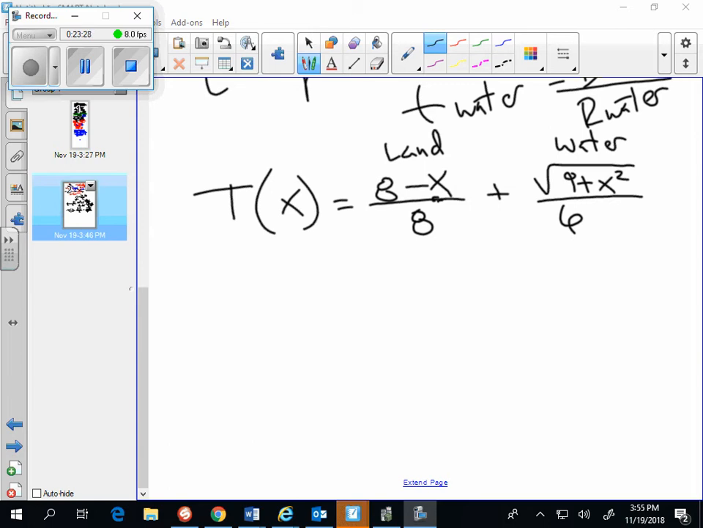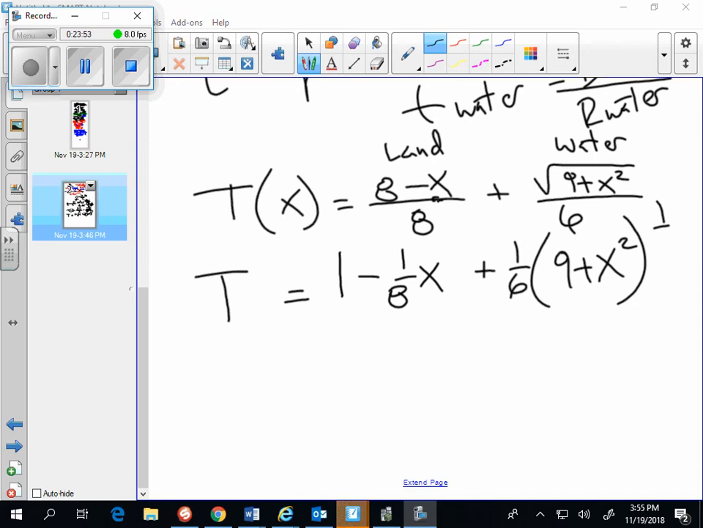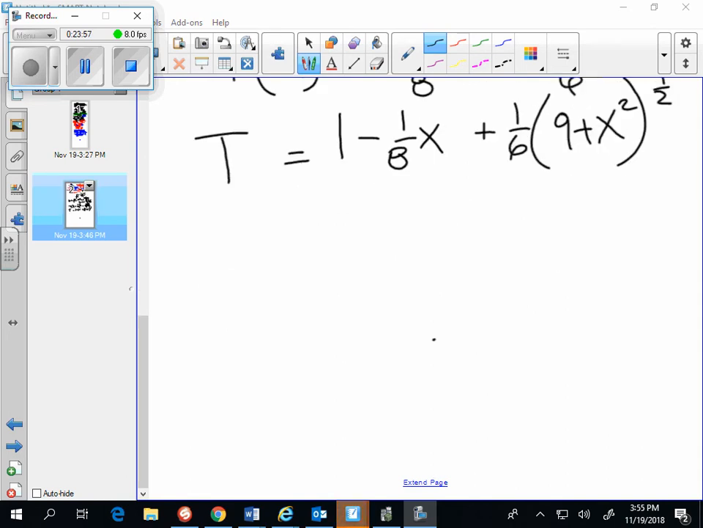So if I'm looking for minimizing time, I want t prime. I'm going to take the derivative. Now, because of this, I don't want to play that game. Let me do a little simplifying first with t and split this into two fractions, 1 minus 1/8 x. And then I'm going to rewrite this as 1/6, 9 plus x squared to the 1/2. Okay? This is the thing that I want to take the derivative of.